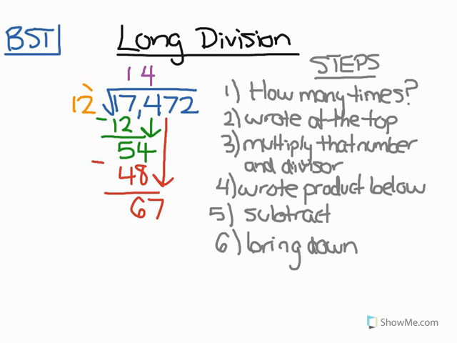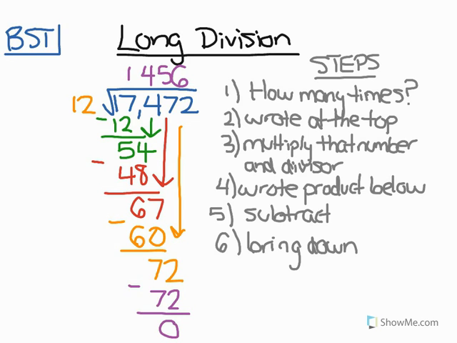How many times does 12 go into 67? 12 goes into 67 5 times. 12 times 5 is 60. 67 minus 60 is 7. Bring down the 2. And then the final cycle is, how many times does 12 go into 72? 12 goes into 72 6 times. And 12 times 6 is 72.